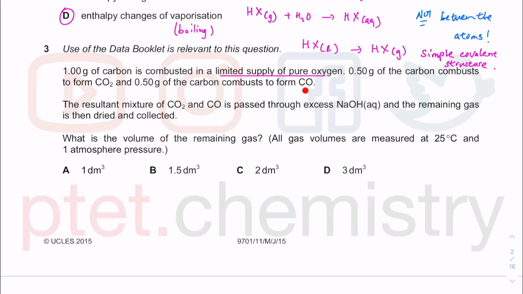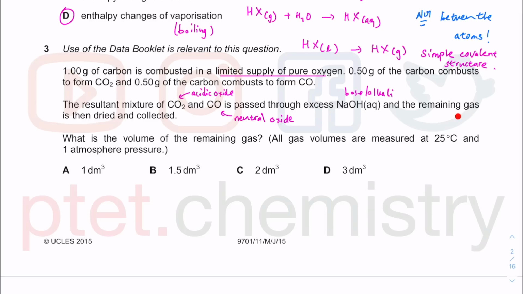You get some formation of carbon monoxide, which is actually a toxic gas, and it can kill you as a result of its toxicity. Now this resultant mixture is passed through excess NaOH. NaOH is a base, an alkali, so it will neutralize the acid. CO2 is an acidic oxide, but CO is what you call a neutral oxide. It has no reaction with the base at all, or with the acid at all. In this case, it will not get neutralized by the base because it will not react with the base.